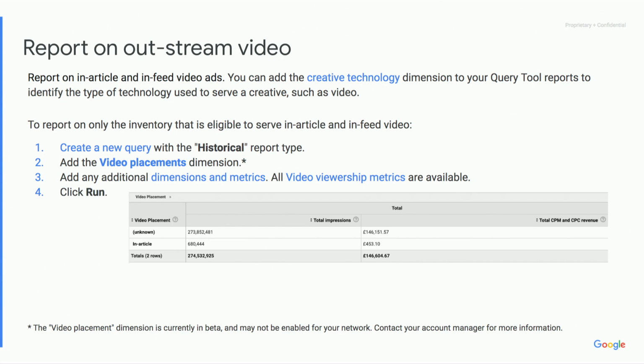So the next two slides will talk about how you can report on Outstream Video and check their performance. These step-by-step instructions on reporting will also be sent in our follow-up implementation guide. But here you can see a little bit more about how to report on the performances with the creative technology dimension and video placement dimension to see how many impressions and how much revenue your video ads are driving. Do note that video placement dimension is still in beta and may not be enabled for your network. If it's not, you can always use the creative technology dimension.